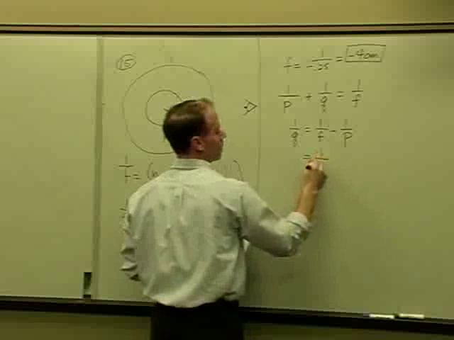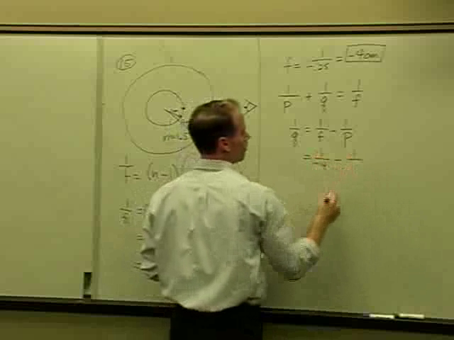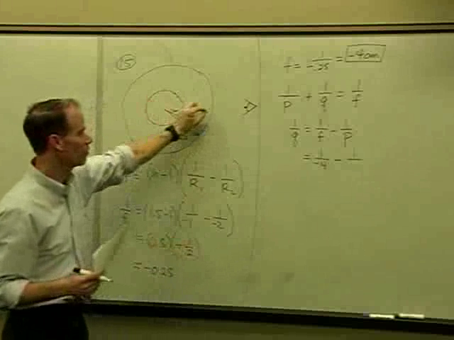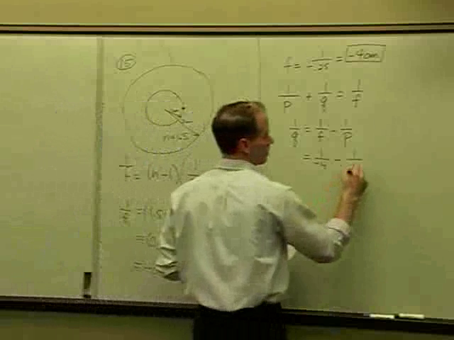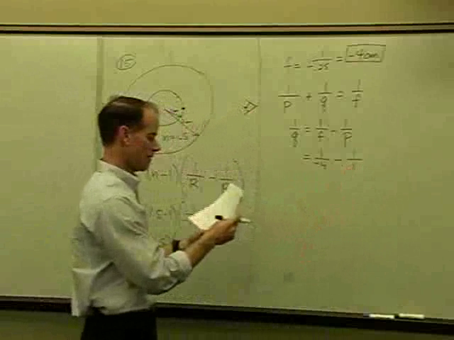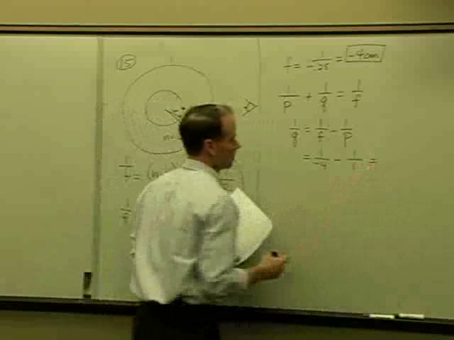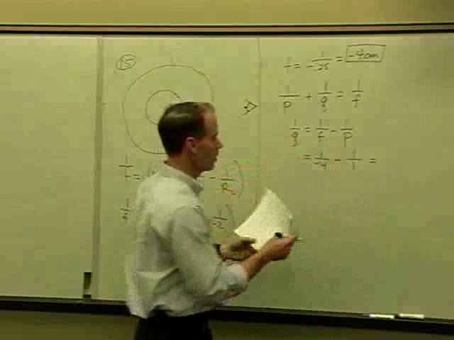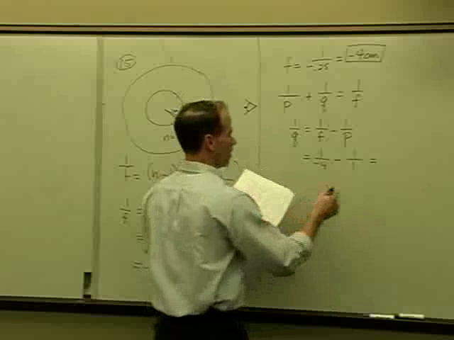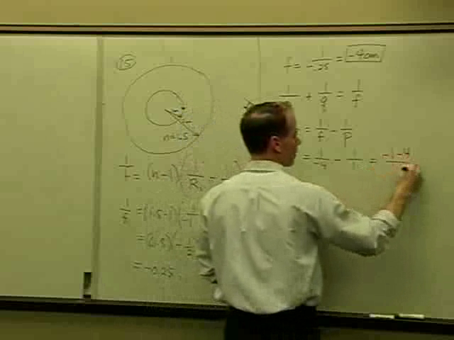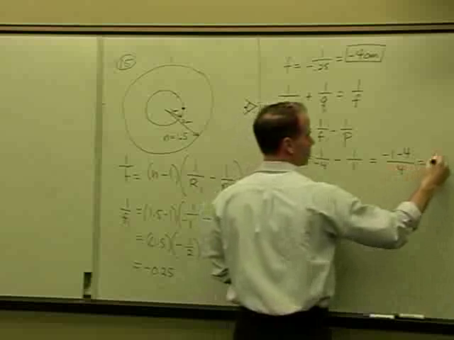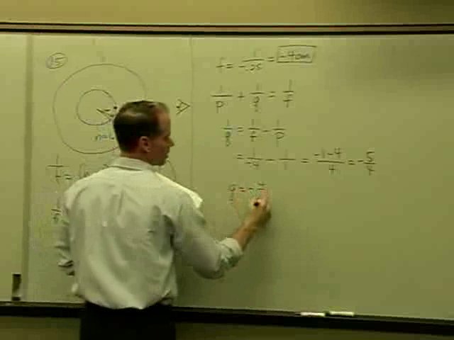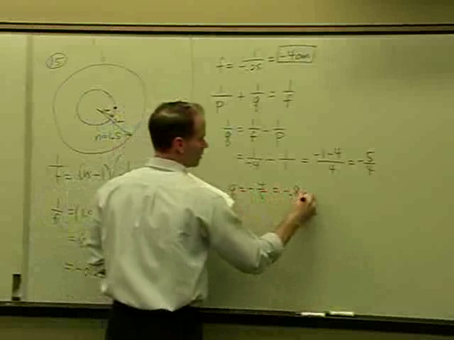This would be 1 over a negative 4 minus 1 over, now our object, as far as this lens is concerned, is going to be 1 centimeter away from the outer surface. So put 1 in there. And if I figure this out, multiply top and bottom of this by 4. So this would be a negative 1 minus 4 over 4. This would be a negative 5/4. So Q will equal a negative 4/5, or negative 0.8 meters.